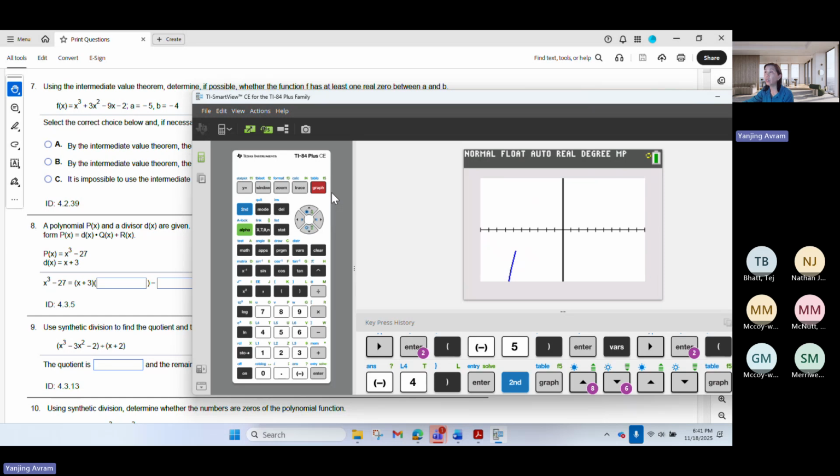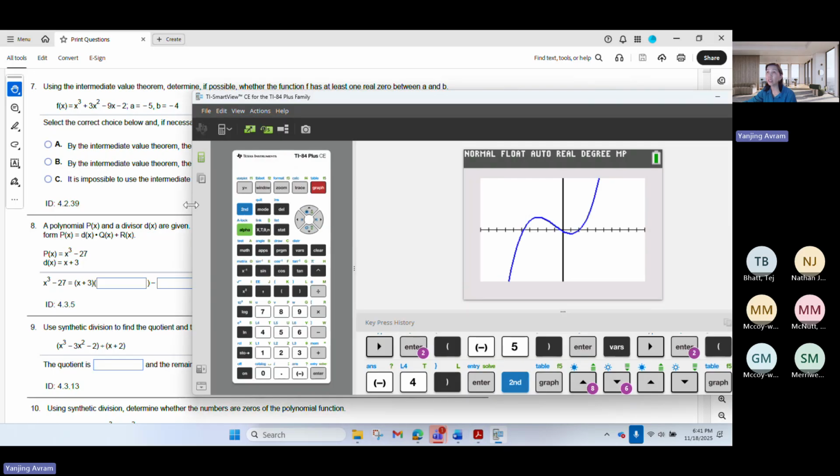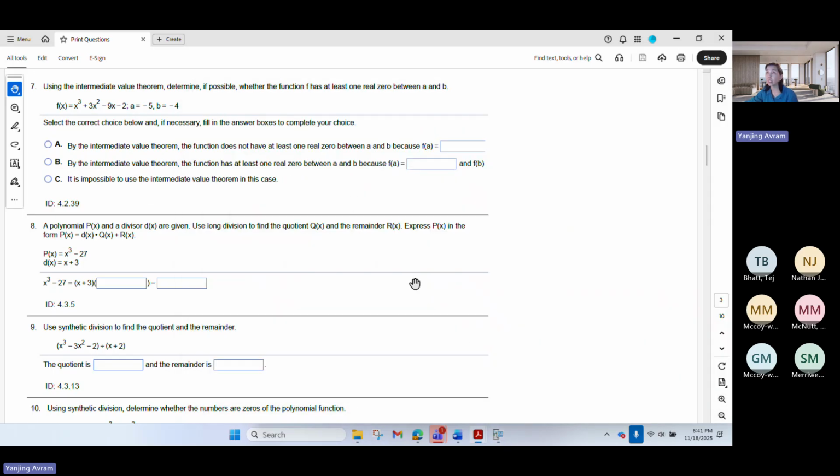All right, and I can graph this whole thing, since I already typed the function in here. And then you can see negative 5, so 1, 2, 3, 4, 5, negative 5. This is below the x-axis, and then at negative 4, this is above the x-axis. So between negative 5 and negative 4, because one is positive and one is negative, it must cross the x-axis in here. All right, any questions?